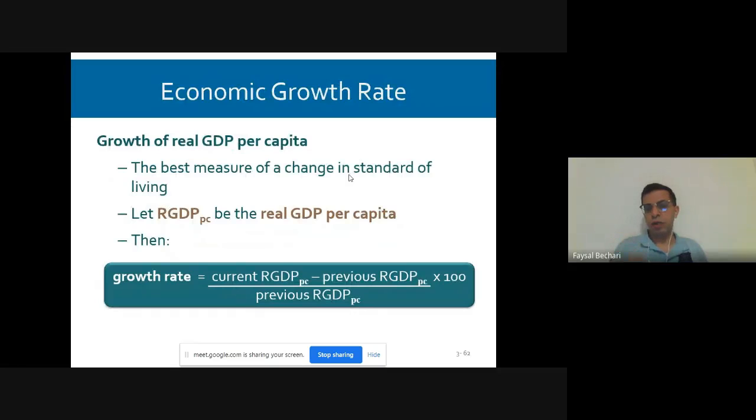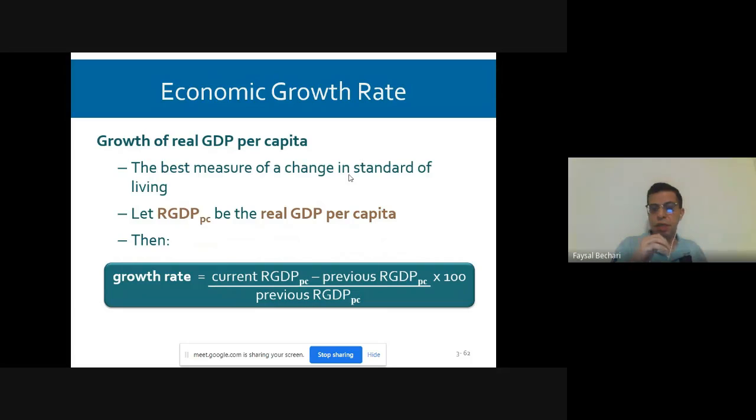So the growth of real GDP per capita is the best measure of change in the standard of life. The higher your GDP, the better your standard of life. So let the real GDP be the real GDP per capita.